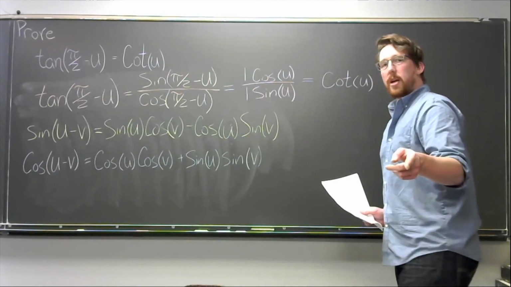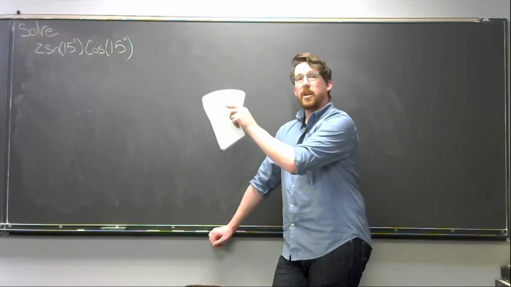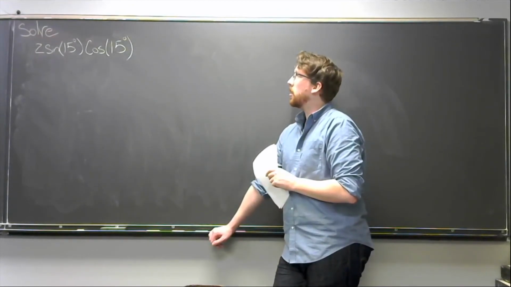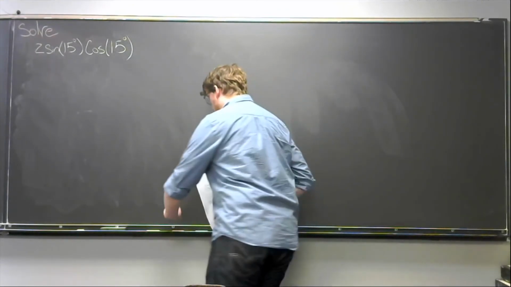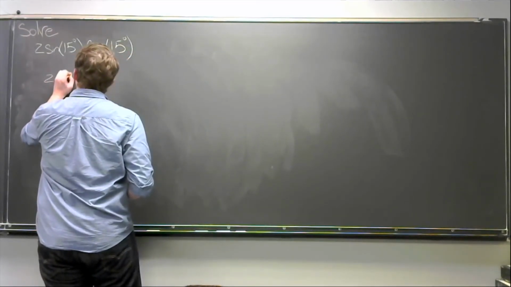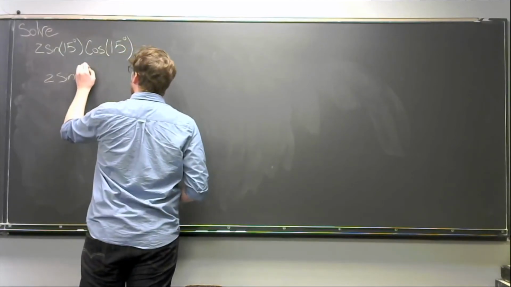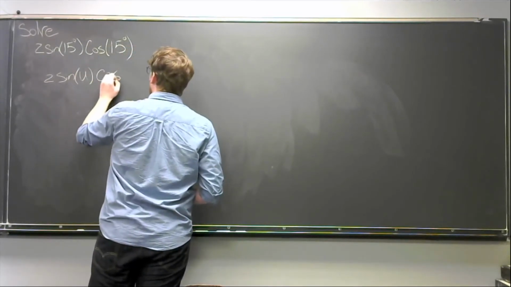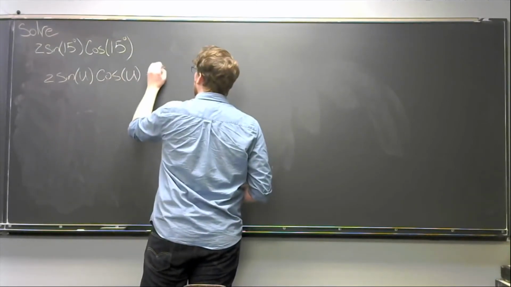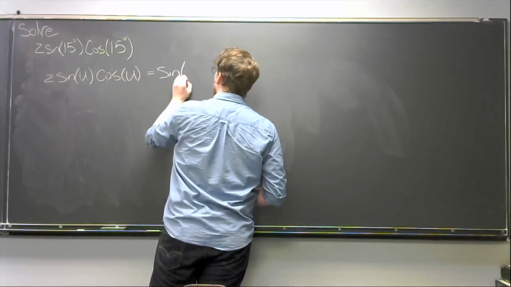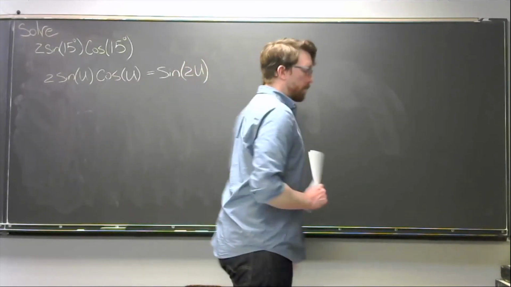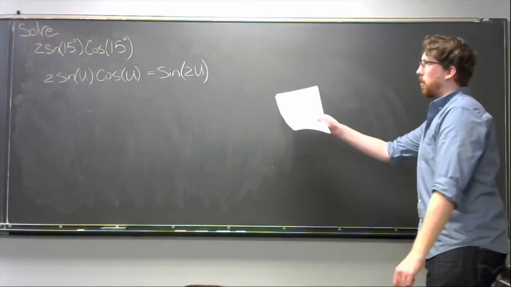Cool, let's look at the next one. So for this next problem, we just want to apply one of the double angle formulas, right? In this particular case, we want to apply the formula that 2 the sine of u times the cosine of u is equal to the sine of 2u. That's all we want to do. We just want to apply that formula.